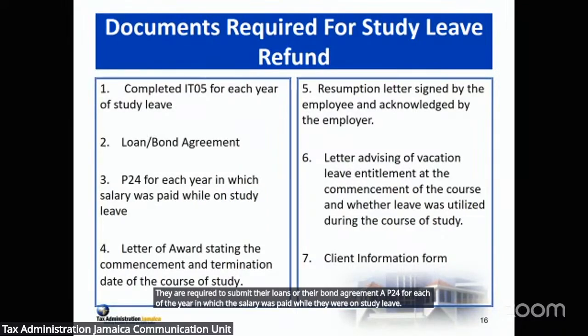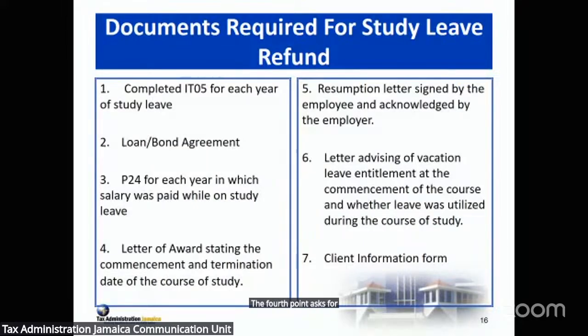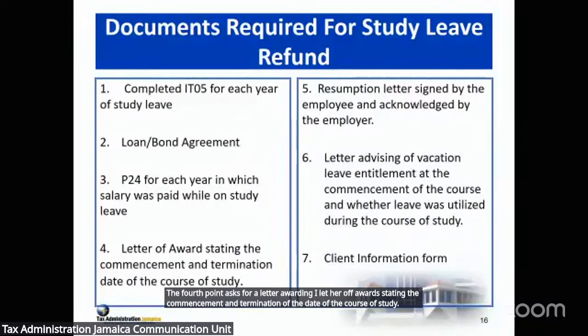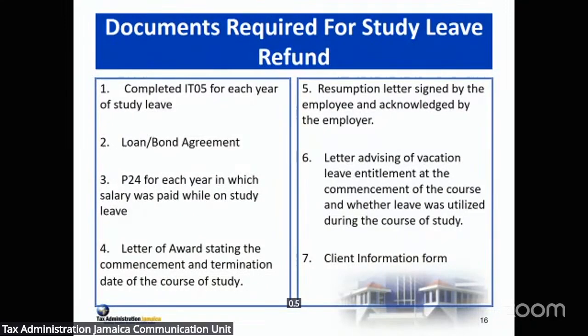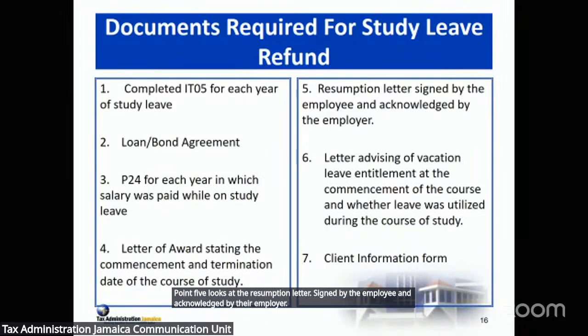The fourth point asks for a letter of award stating the commencement and termination date of the course of study. Point 5 looks at the resumption letter signed by the employee and acknowledged by their employer. Point 6 looks at a letter advising of vacation leave entitlement at the commencement of the course and whether leave was utilized during the course of study. The client information form is the next form that should be accompanied.